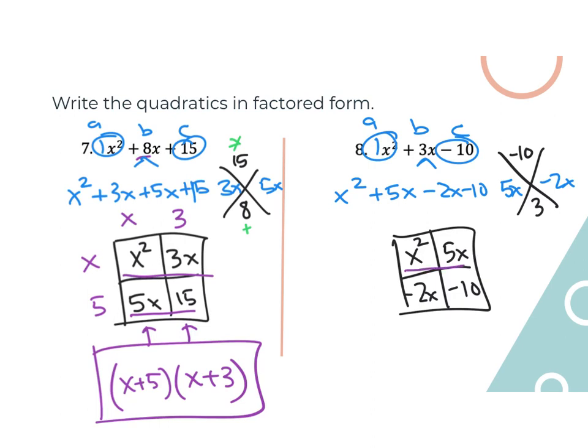GCFs, x squared and 5x is just an x. -2x minus 10, I can take out a 2. I can also take out a negative. So that's -2. This x squared and -2x, I can take out an x. And 5x minus 10, I can take out a 5. And that's it. And these two things don't have a negative in common, so I'm not going to take out a negative. Same thing here. These two things don't have a negative in common, so I'm not going to take out a negative. So my factored form looks like x minus 2 and x plus 5.